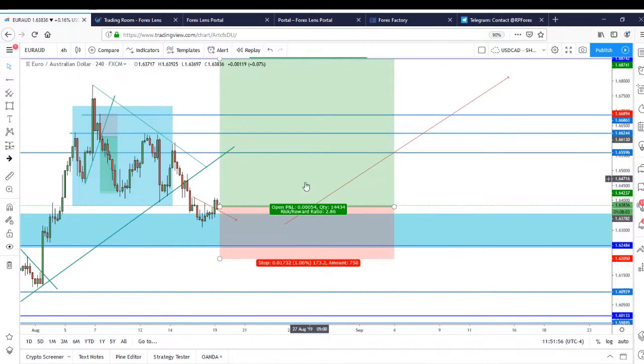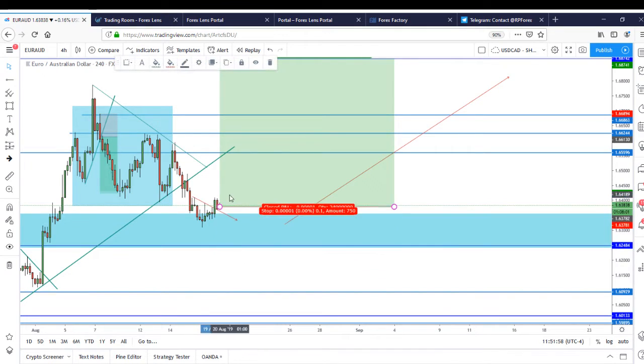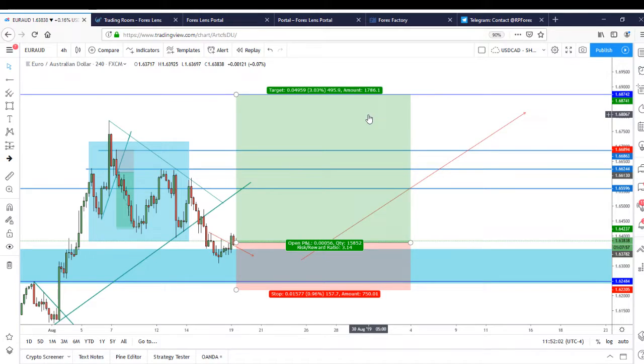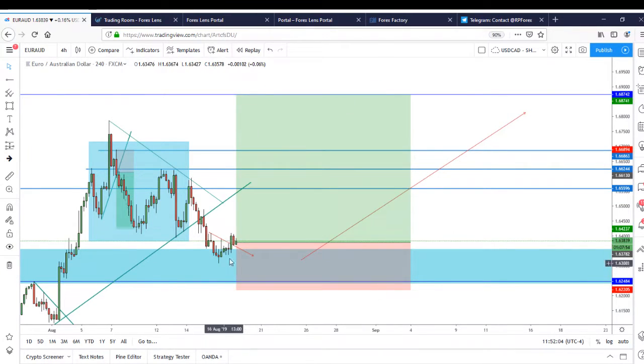That's a 2.86 risk to reward ratio trade. A very nice swing trade. So you obviously go smaller than usual in terms of your lot size. But these sort of trades could definitely help smaller accounts grow.